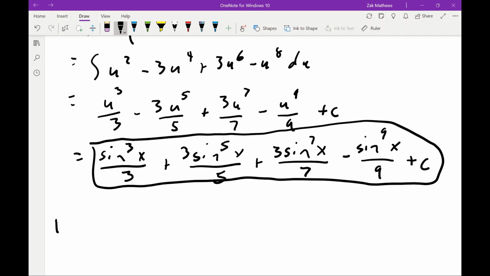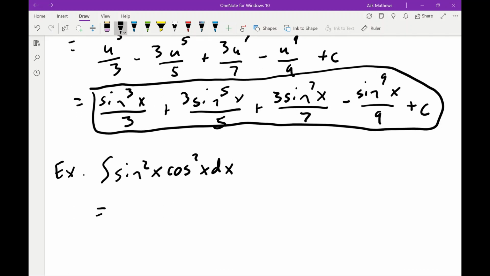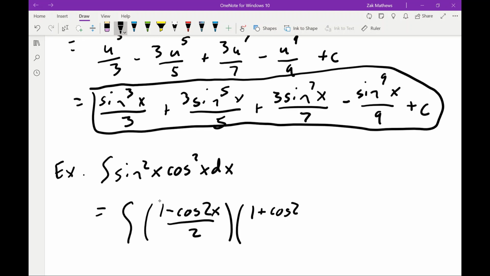So then let's take our third example. We're going to take the integral of sine squared x cosine squared x dx. And so anytime we have those even powers on both trig functions, what we really need to be using are our power reducing formulas. And so the power reducing formula for sine is 1 minus cosine 2x over 2. And then for the cosine, looks pretty much the same, but with the plus in between, over dx.